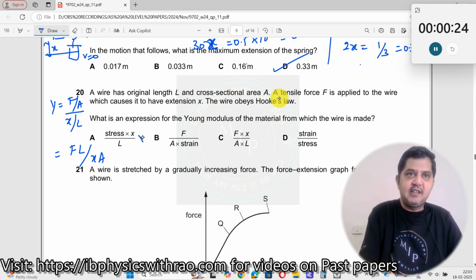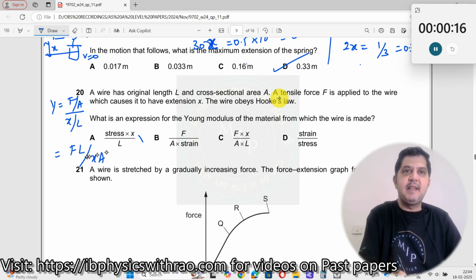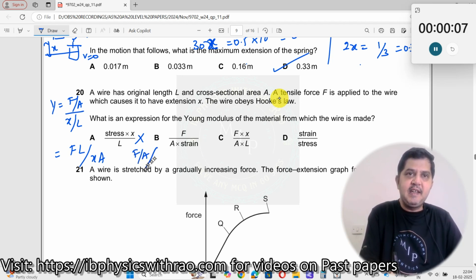This definitely is not the stress. Stress is F by A, into X by L you have. If I can group this F by A over here, but here it is L by X, so therefore this is incorrect. Now this is F by A into strain. Let us try with this one here. So what will I have here? I will write F by A divided by X by L.